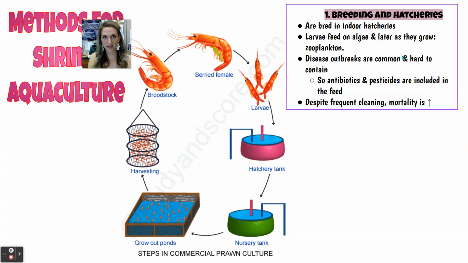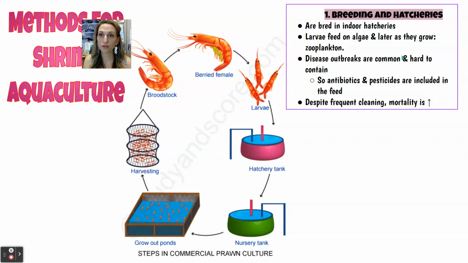Breeding in hatcheries, they're bred indoors. The larvae are going to feed, because their larvae are zooplankton, so they're going to feed on smaller zooplankton and then algae as well as they get larger. And in their other larval stages, they're going to feed on zooplankton. Disease outbreak is very common. They lose a high percentage of their larvae to disease.